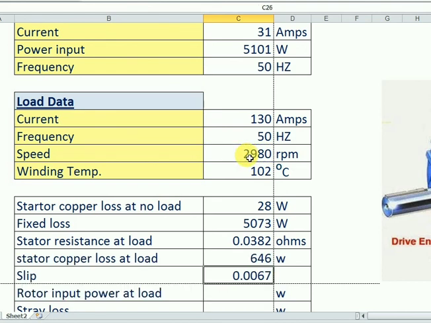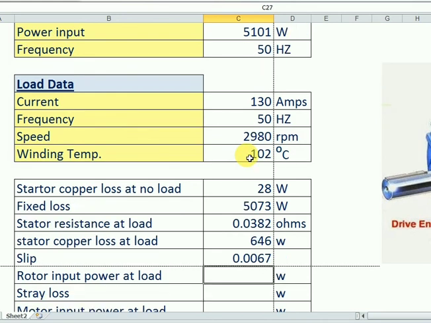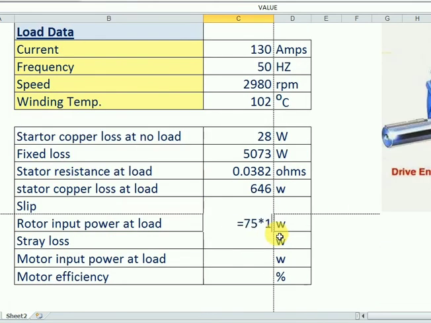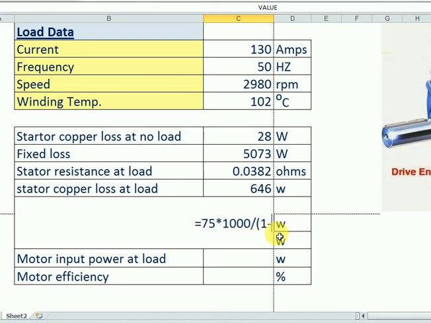So rotor input power at load is equal to the capacity of the motor divided by 1 minus slip. The capacity of the motor is 75 kilowatt, converted to watts by multiplying by 1000, divided by 1 minus 0.0067, our slip. That is the power given to the rotor, the rotor input power.